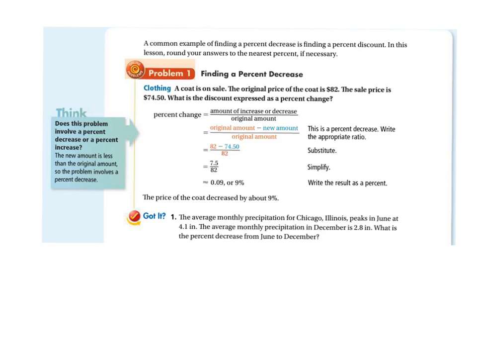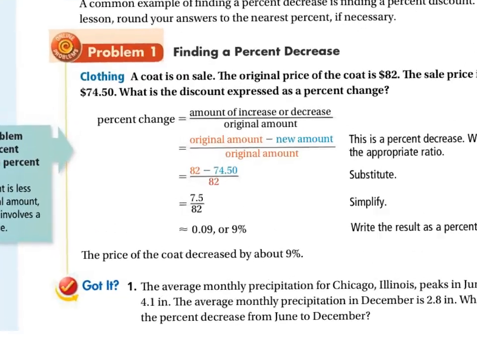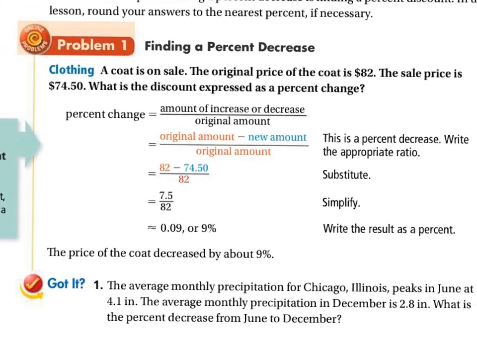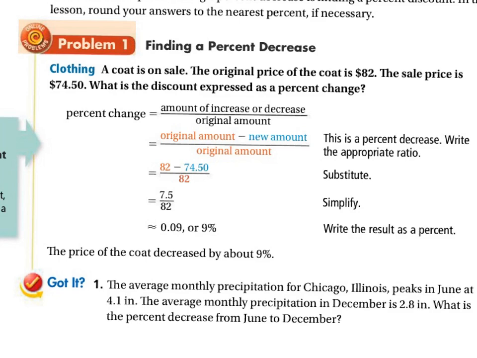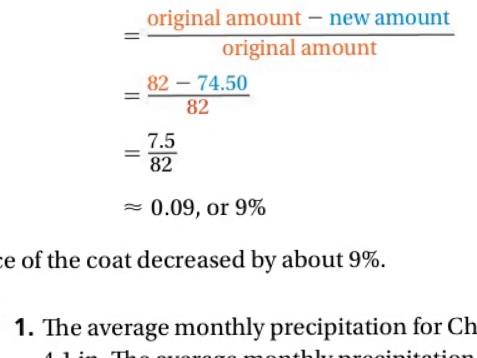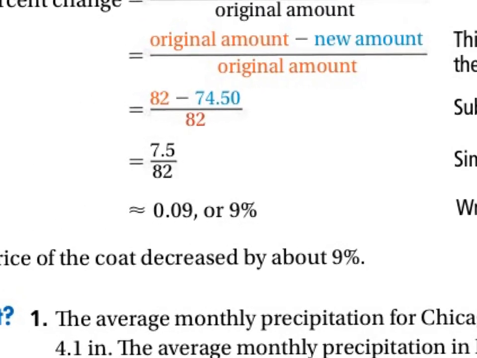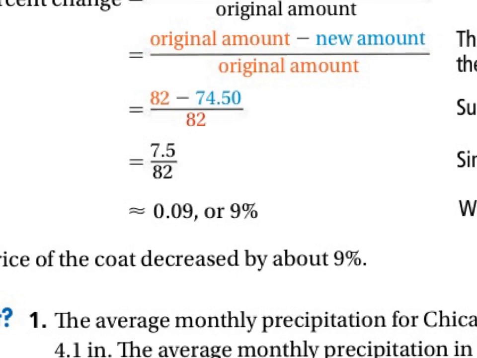Problem 1 talks about finding a percent decrease. If a coat is on sale, the original price was $82, the sale price is $74.50. What is the discount expressed as a percent change? To find the percent change, we're going to find out what the change in the price was compared to what it was originally. So we would take $82 minus $74.50, and then divide that answer by $82, the original price.